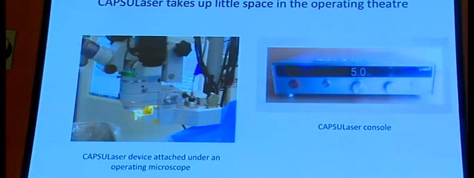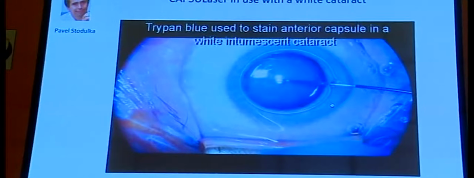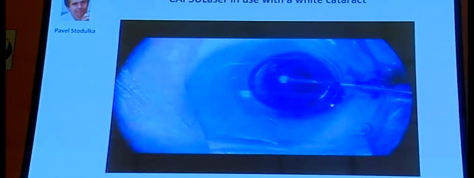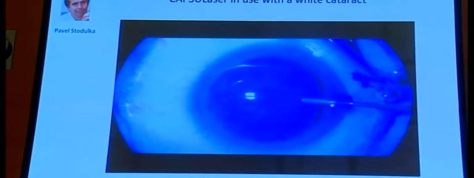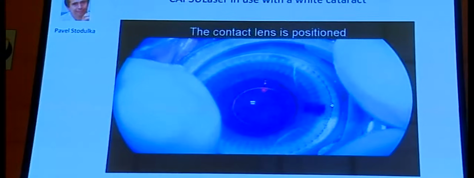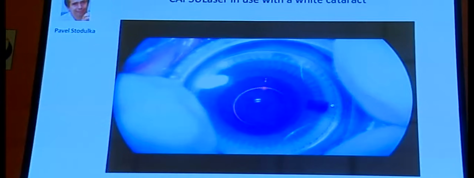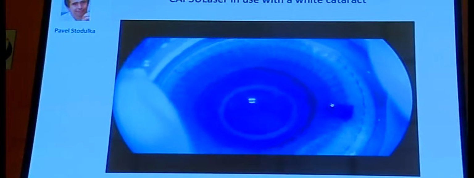So this is a Capsular Laser device which is attached under an operating microscope, and on this side is the console, and this is the trypan blue which is used to stain the anterior capsule, and we have prepared the eye. We are putting viscoelastic in the eye, and now we are focusing, the contact lens is in position, and now this is the capsule laser, and it has made the anterior capsule opening.